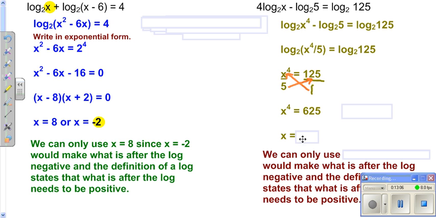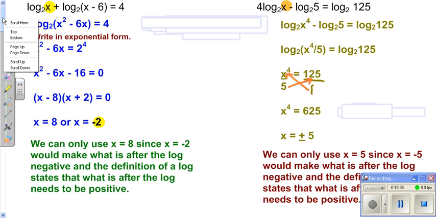Now we'll go ahead and take the 4th root. Remember, whenever you take an even root, you got to remember plus or minus. So we get 5 or negative 5. Then you want to check each one of your possible answers back into your original. Here we only had a variable occurring once after a logarithm, and you should realize if you put a negative 5 in there, it won't work. But if you put your positive 5 in, it would. So only 5 works since the negative 5 causes you to get a negative after your log.